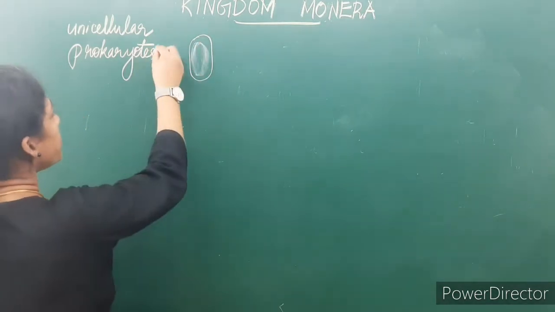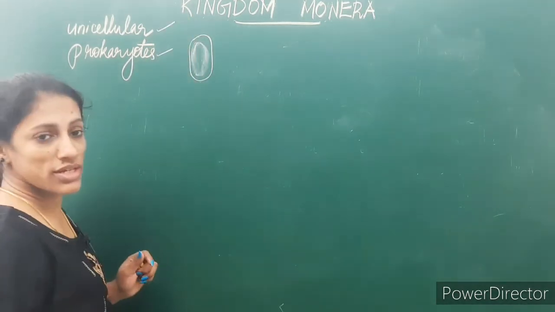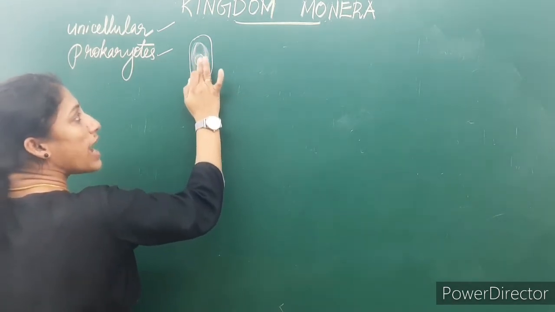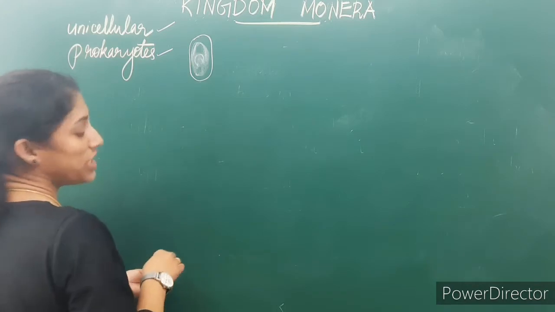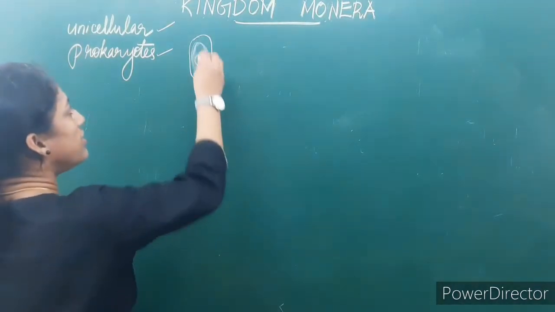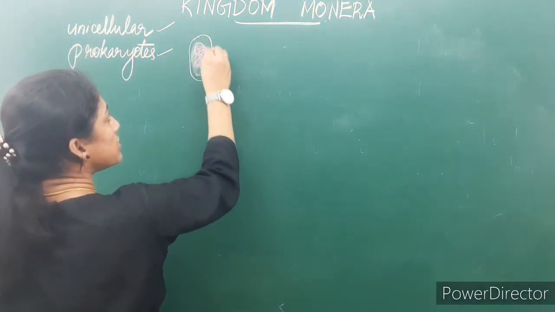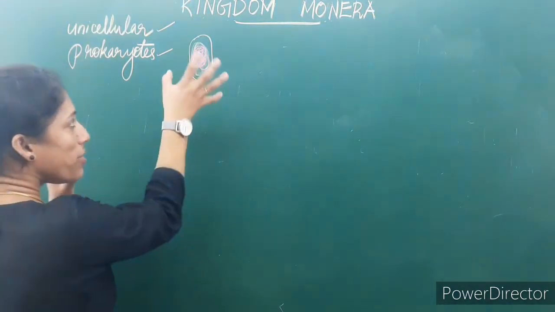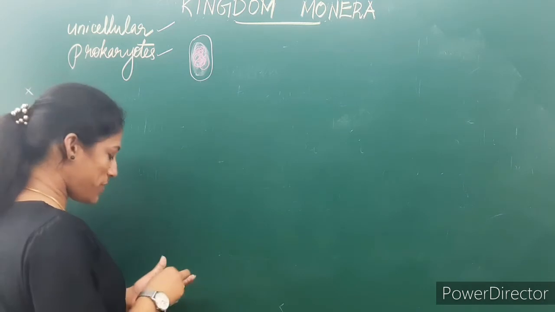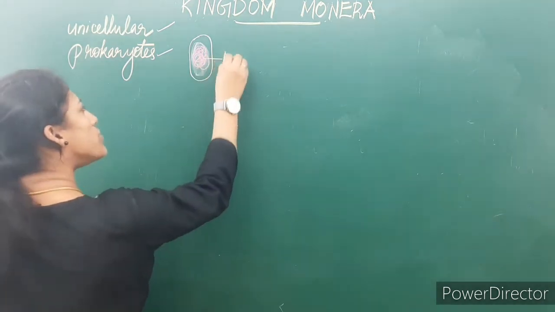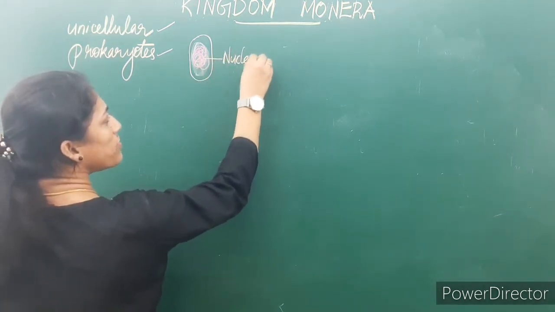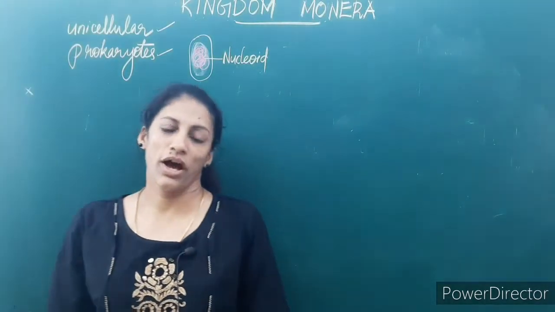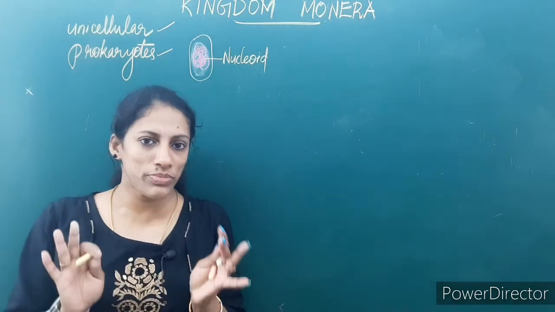Okay, what do you mean by prokaryotes? They don't have a true nucleus. A true nucleus is absent. Instead, it has genetic material which is seen scattered in the cytoplasm. There is no membrane bound nucleus present, and this is what is called nucleoid. Something-oid means something less than a nucleus.